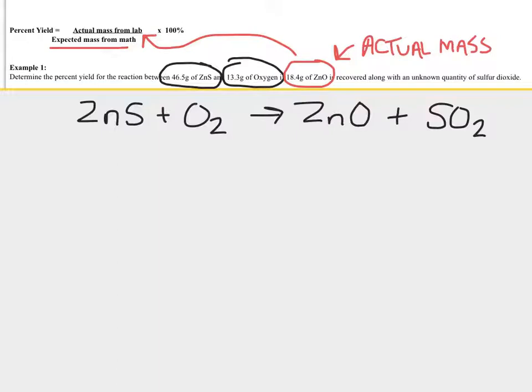We need to balance that due to the conservation of matter. And let's see, how would we do that? Well, we have one zinc on this side and one zinc on that side, one sulfur on this side and one sulfur on that side. But we actually have three oxygens on this side versus two. So I think we're going to have to make this one oxygen over here an even number. So let's put a 2 there and see what happens.